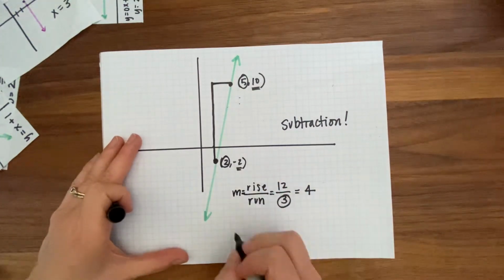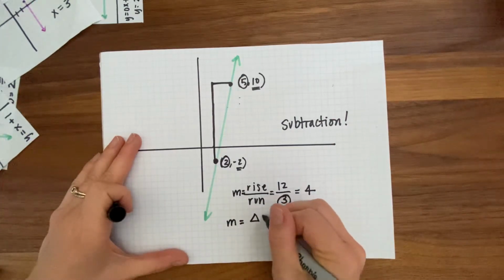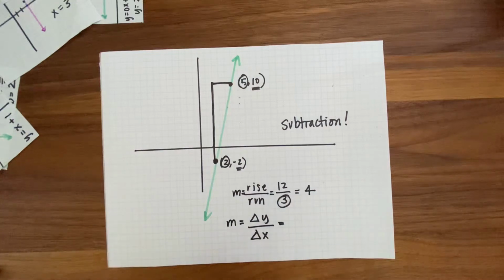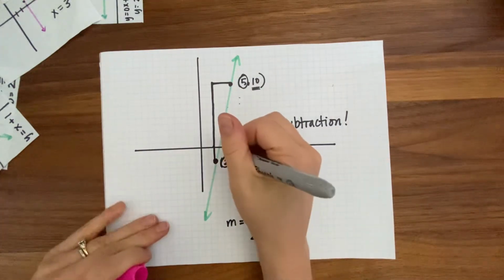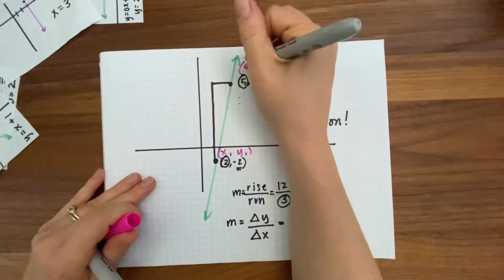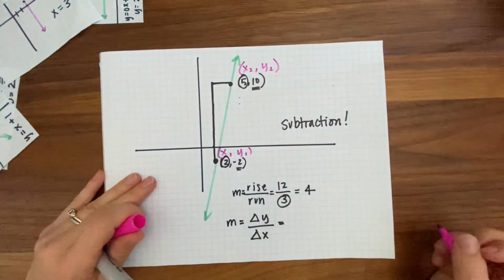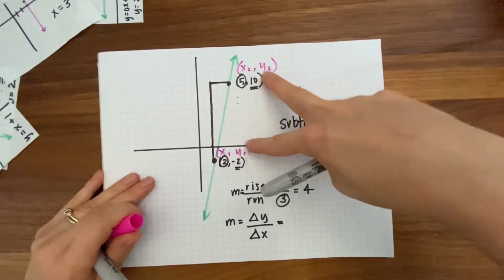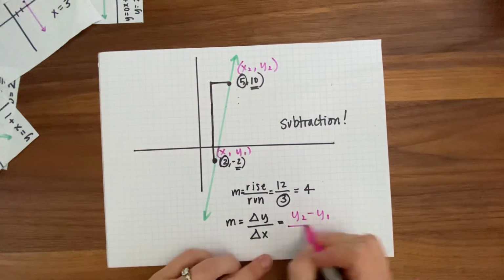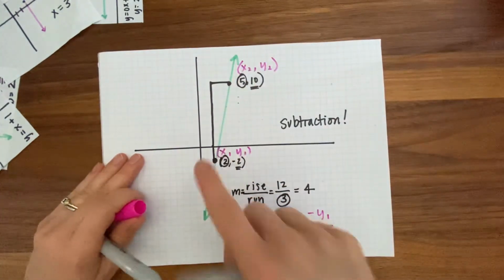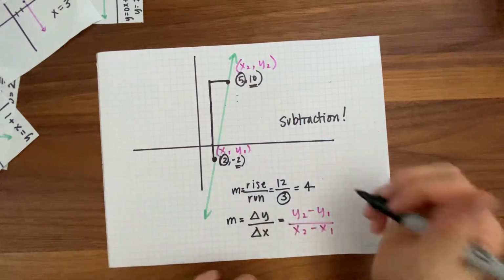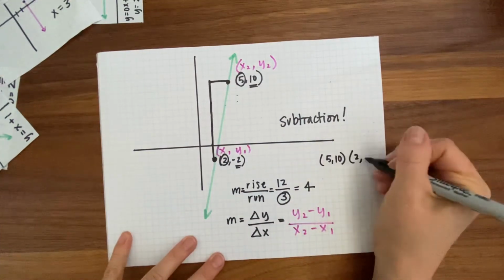Sometimes we talk about slope as being rise over run. Sometimes we talk about it as being the change in y over the change in x, which means we're subtracting the y's and we're subtracting the x's. Now, to keep things clear, I'm going to name these points. This is my first point, x1, y1. And this one over here is x2, y2. I'm going to subtract my y1 from my y2: y2 minus y1. And then I'm going to subtract my x1 from my x2: x2 minus x1.